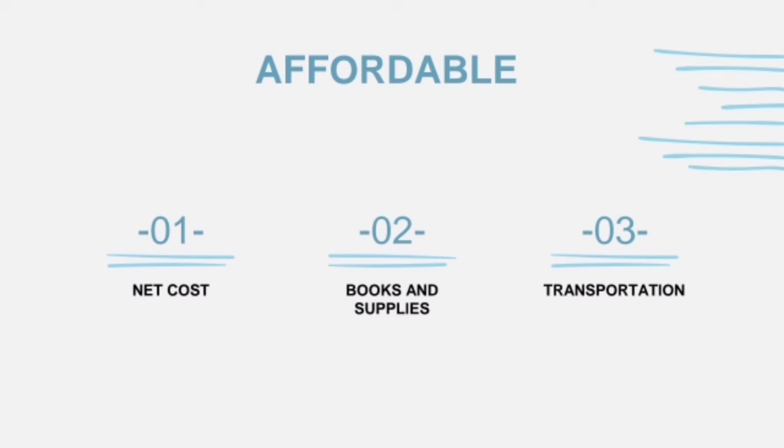Then the second is books and supplies. Of course, when you do the online learning model, you don't have to buy books and maybe you don't have to pay for photocopies or worksheets. So when you do the online learning model, you just share a PDF or maybe share the document. You don't have to print out the paper. So it costs less than other models.